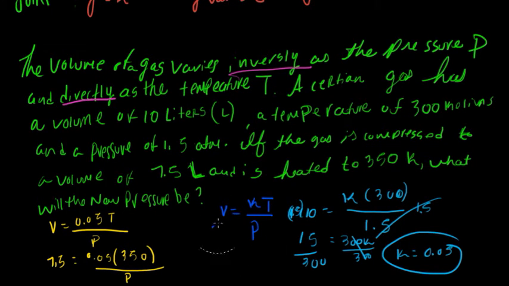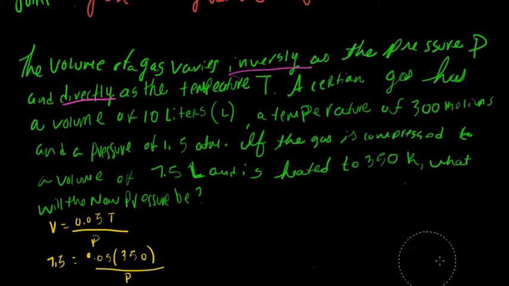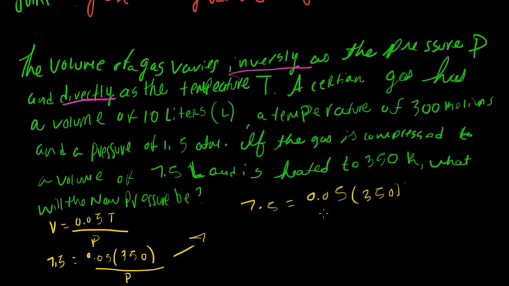Since we know K, let's clear this out so we'll have some space to solve for P. So 7.5 is equal to 0.05 times 350 kelvins divided by P. If we simplify this numerator, 0.05 times 350, we're left with 17.5. So we have 7.5 is equal to 17.5 over P.